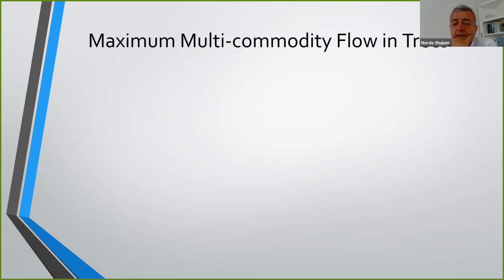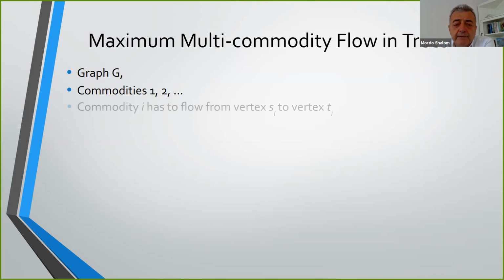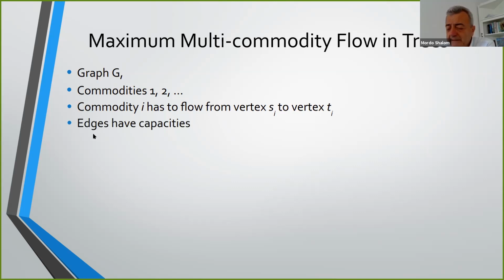Another problem is the maximum multi-commodity flow problem in trees. So what is a multi-commodity flow? It's like a flow in which you have a graph G. You have commodities 1, 2, 3, etc. And every commodity i has to flow from vertex Si to vertex Ti. So it's like many flow problems combined, and you want to find a maximum flow in this sense. Edges have capacities like in ordinary flow problems, and you want to maximize the total flow.